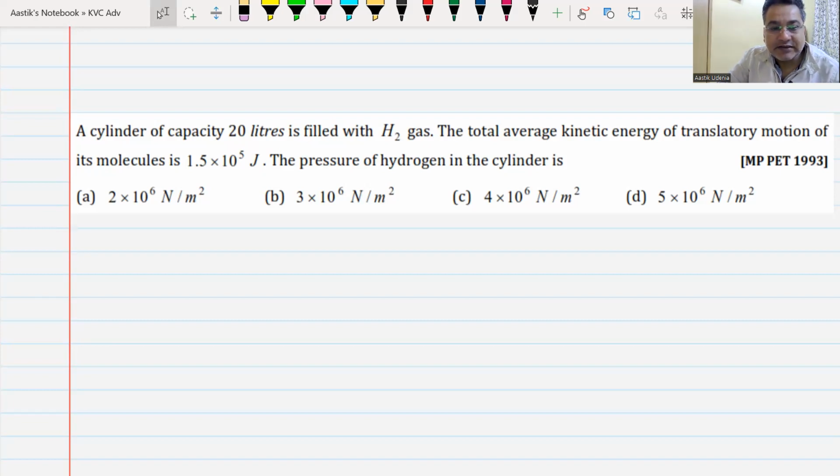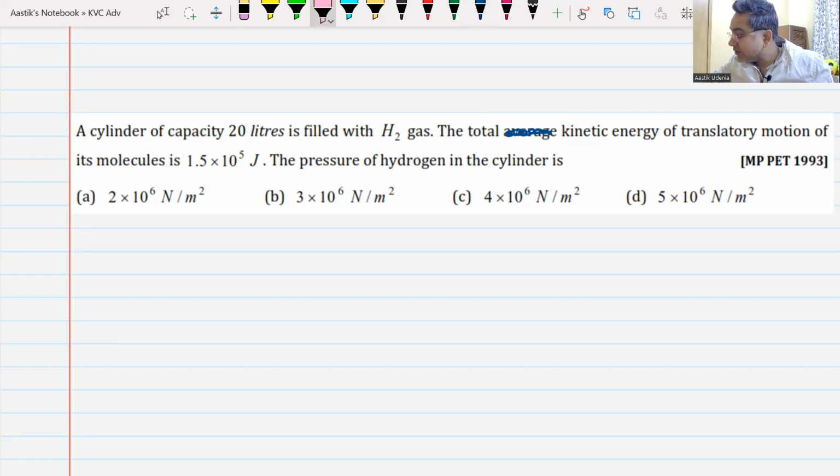A cylinder of capacity 20 liters is filled with hydrogen gas. Volume of the cylinder is given. The total average kinetic energy. What do you mean by total average kinetic energy? You just think about the total kinetic energy of the translatory motion of its molecules is 1.5 into 10 raised to the power 5 joules. What is the pressure of hydrogen in the cylinder?